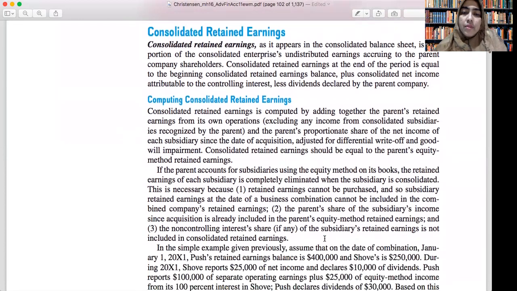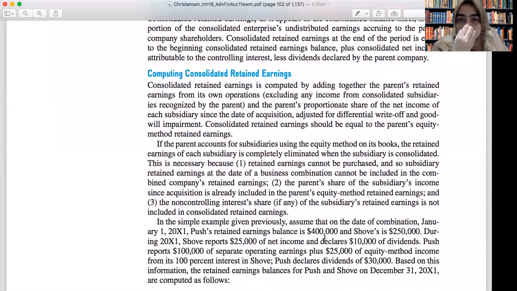Right. So this is a computation here. We add the parent's retained earnings from its own operation first, and the parent's proportionate share of the net income since the date of acquisition, and then adjust for any write-offs and goodwill impairment that happen.